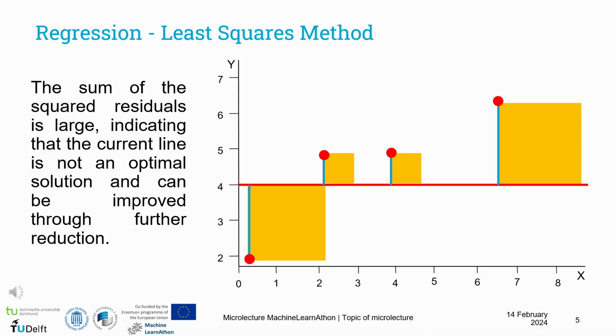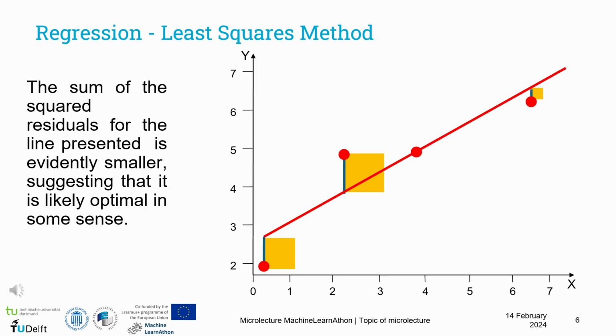If the residuals, that is, the gaps between the actual and predicted values, are large, it indicates a poor fit. To improve the model, we refine the line by reducing these residuals until we achieve the best possible fit. In this case, the line has smaller squared residuals, indicating that the model fits the data more accurately.